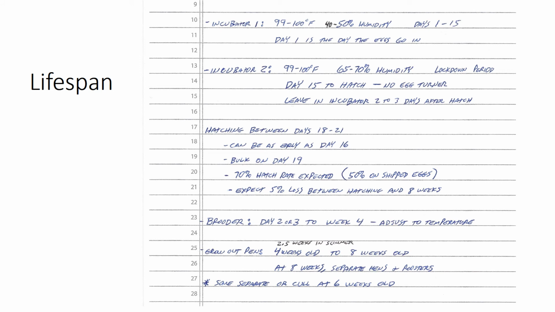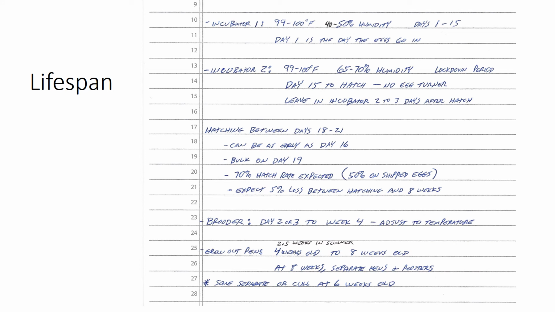Hatching will begin on usually days 18 to 21. Can be as early as day 16, but the bulk of your birds are going to hatch on day 19. You can expect a 70% hatch rate. That's if you have the birds yourself hatching eggs or laying eggs. If you ship eggs from a supplier, you can expect about a 50% hatch rate. That's just the way it is. Expect a 5% loss between hatching and 8 weeks.